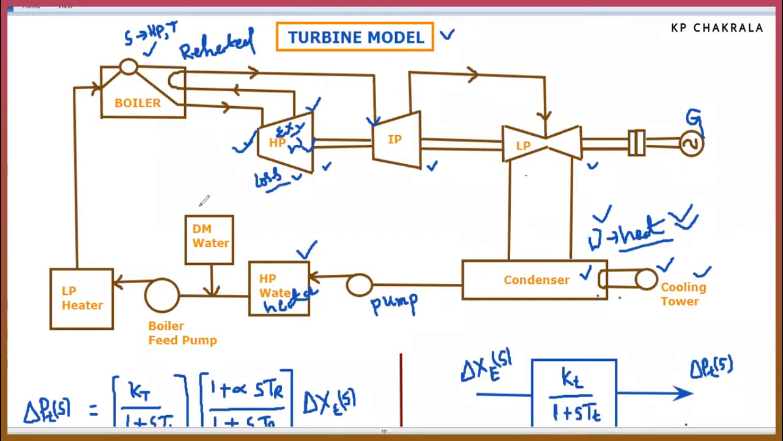In order to compensate for that, we use DM water. Whatever water we lost is compensated by DM water, and by using the boiler feed pump, that water is circulated to the boiler. So this is what happens here. Whatever we discussed here is a turbine with reheating facility.